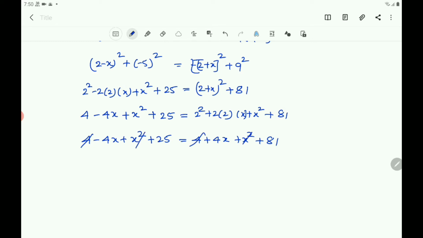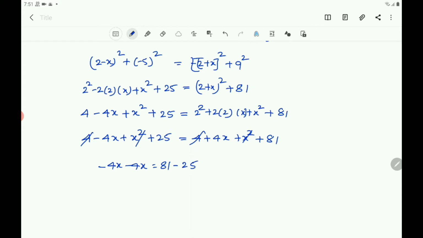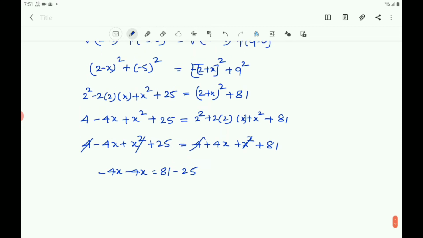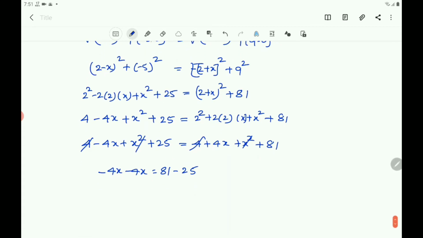Now bring this 4x to the LHS, you will get minus 4x minus 4x, and transfer 25 to the RHS. Then minus 4x minus 4x is minus 8x equals 81 minus 25. 81 minus 25, you will get 56.